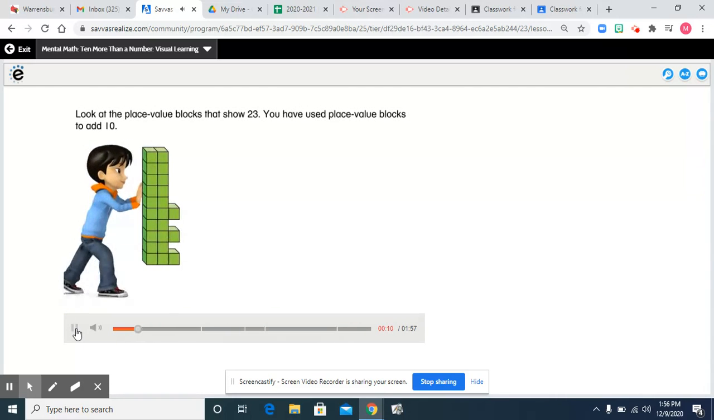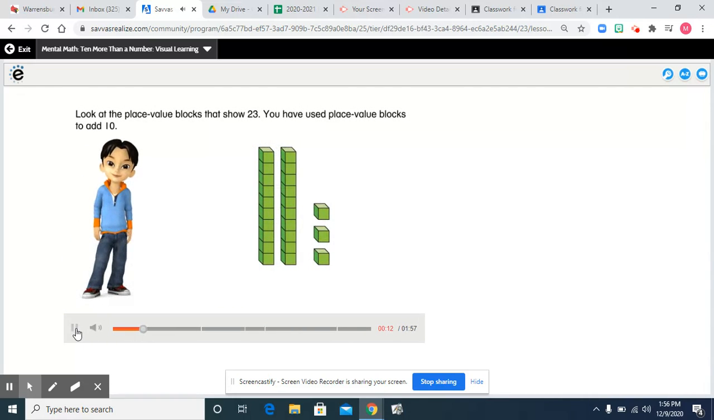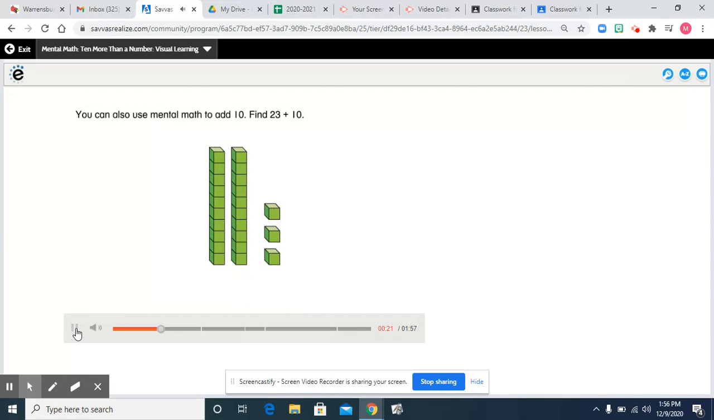Look at the place value blocks that show 23. You have used place value blocks to add 10. You can also use mental math to add 10. Find 23 plus 10. How can you add 10 mentally?